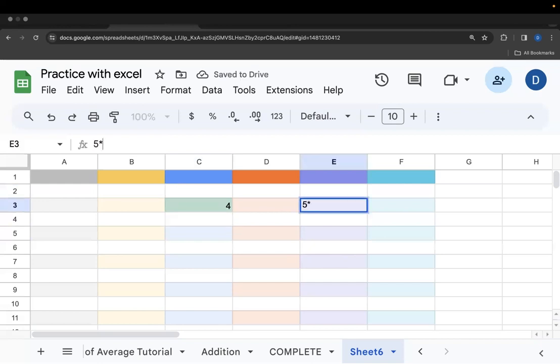Or 5 times 5 equals nothing because I didn't put an equal sign beforehand. Equals 3 squared. And we can also subtract numbers. So if I want to subtract C4 by E25, we can see that these cells are selected in orange minus purple. And we get the answer of 4 minus 25 is equal to -21.